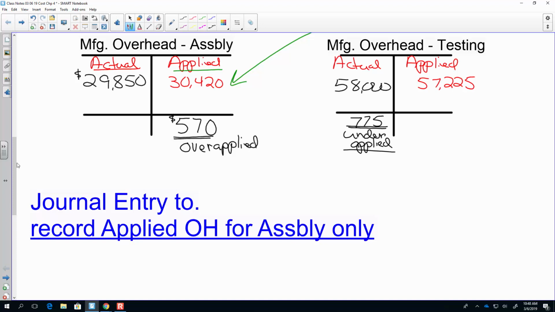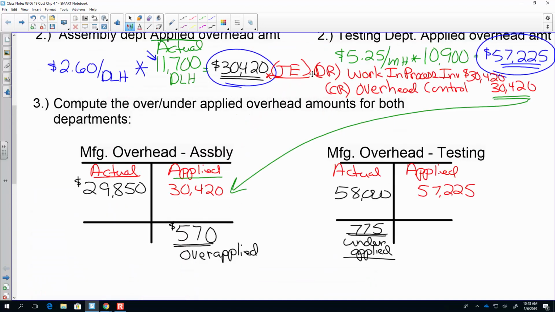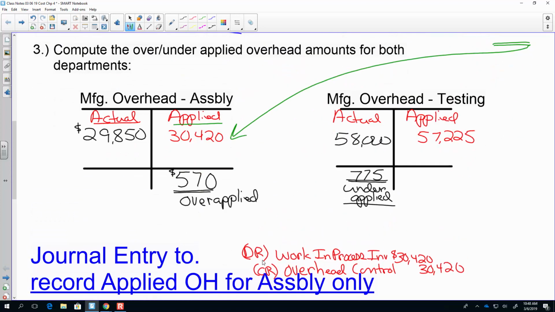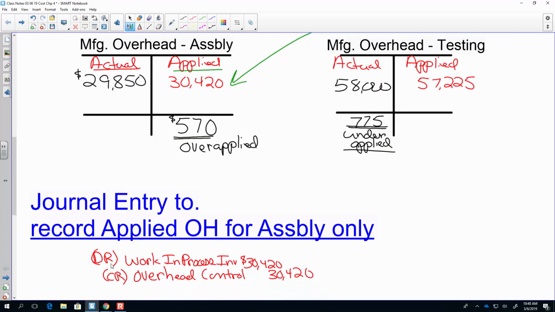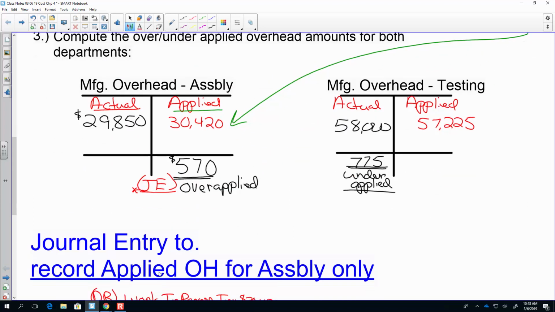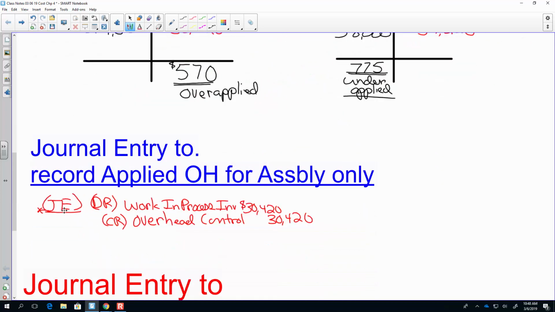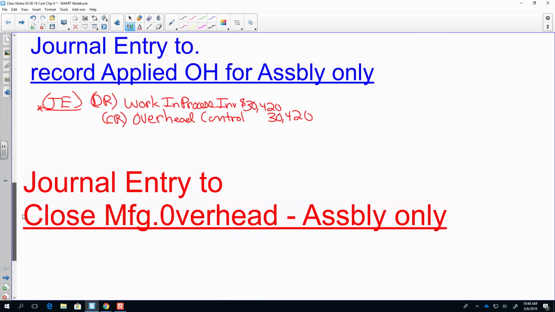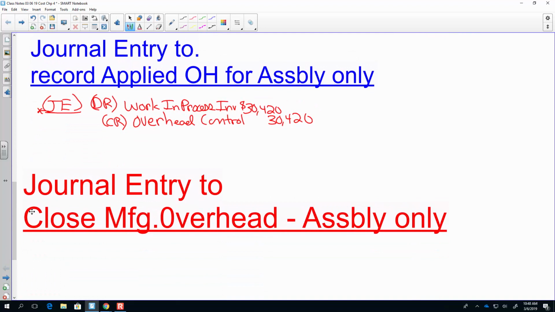Okay. I guess I did have the journal entry here. I can just move that down, can't I? And it's not so messy. Terminology is a lot on this test too. Because this is new, right? The word applied overhead.